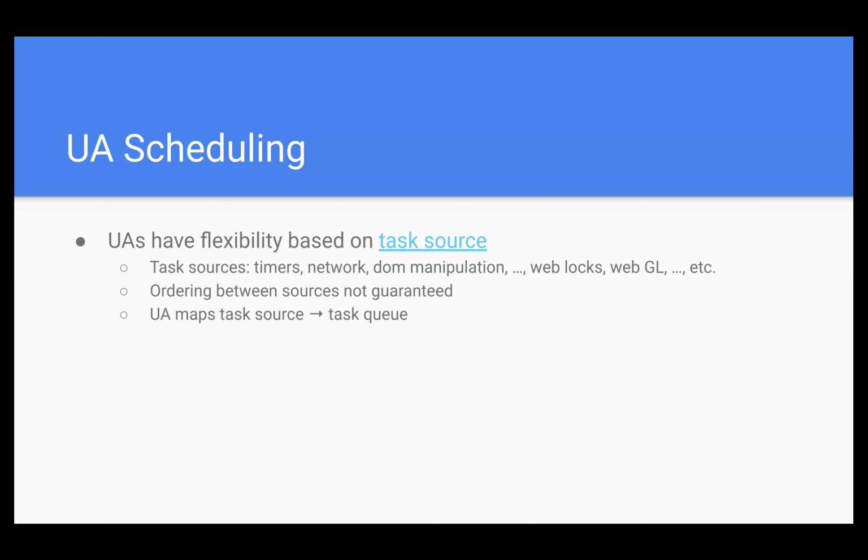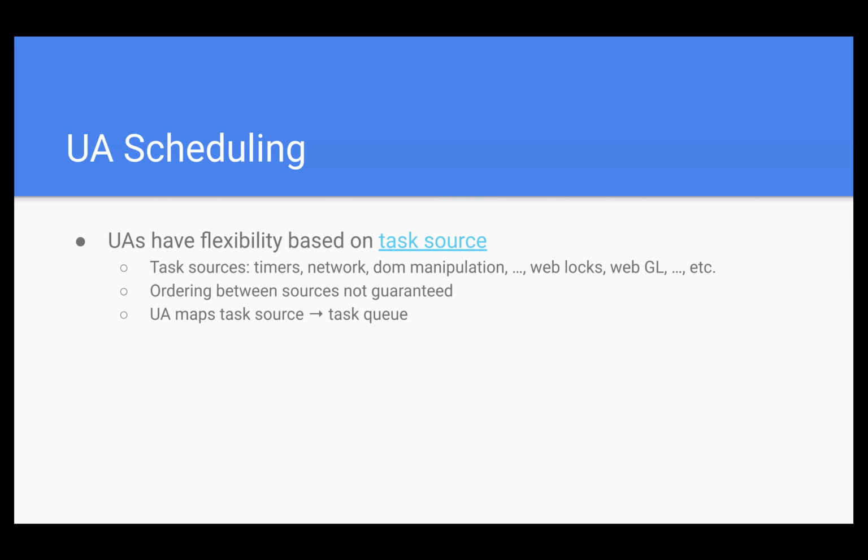So there's a lot of things that run asynchronous in the browser. They get scheduled through the queue a task HTML algorithm. And UAs have flexibility here. Every time they do queue a task, it has a task source associated with it. There's a whole bunch of these. We keep adding new ones all the time. Timers have their own, network, DOM manipulation, there's locks, WebGL, on and on and on.